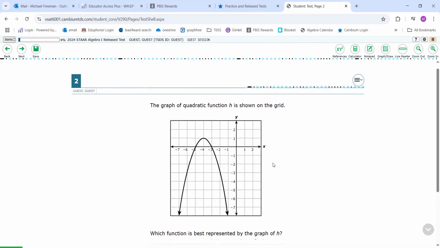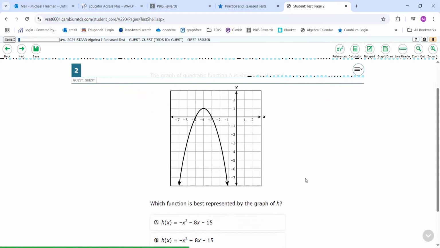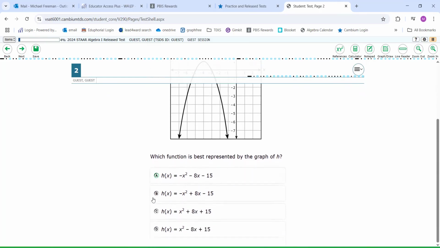The graph of quadratic h is shown in the grid. Which function is best represented by the graph of h? All right, so this is a quadratic. Let's look at our answer choices. These are all written in standard form. If I can't remember that, right?